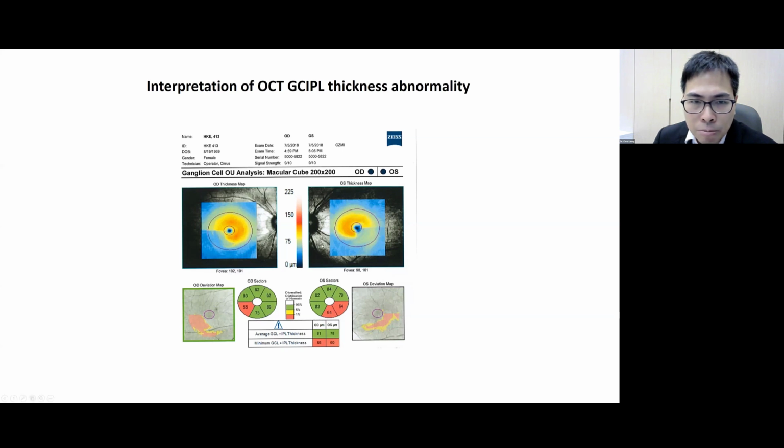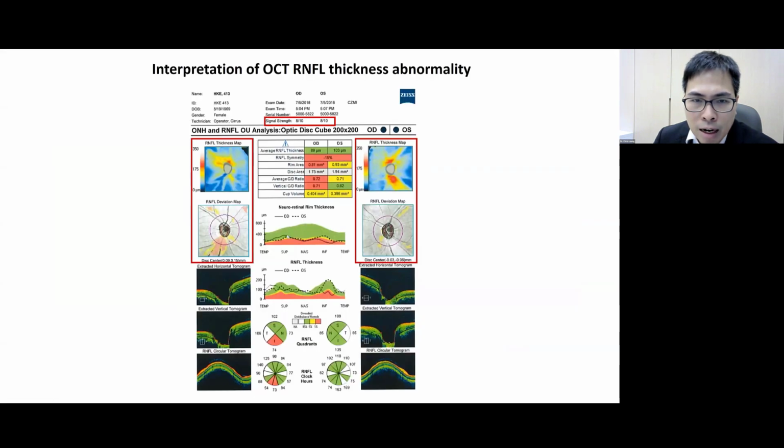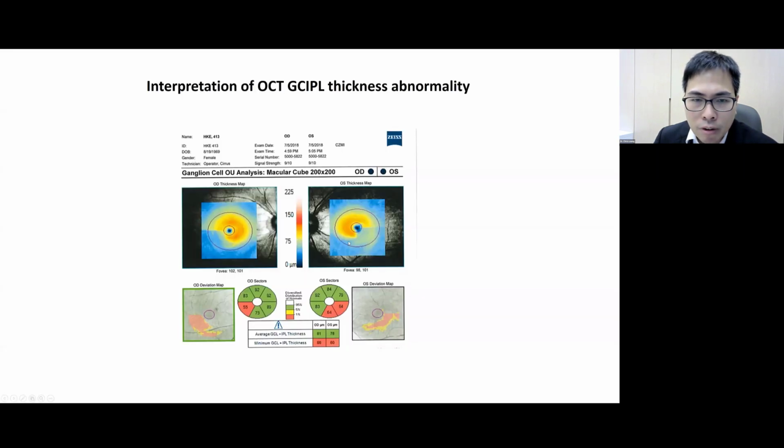And what you can appreciate here in these eyes is loss of this donut-shaped thickness over here on the right eye and here on the left eye. And then corresponding changes can be found over the deviation map. So again, look at the signal strength, which is 9, which is good, above 7. You have loss of the GC-IPL. Now, this is a case where we have loss of the retinal nerve fiber layer over the right eye and loss of the GC-IPL over both eyes.